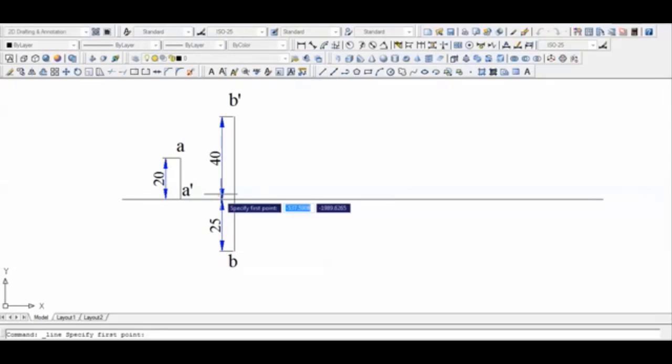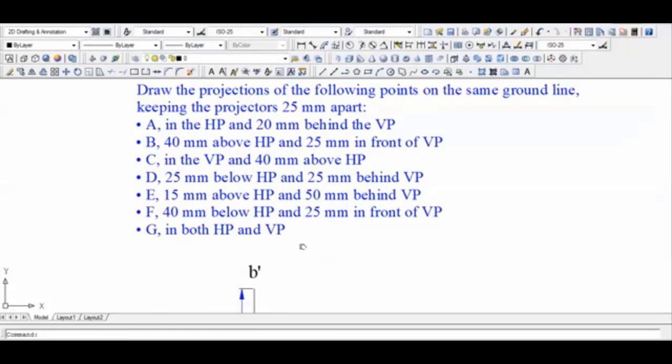Bingo. Now let's move to point C. This is going to be again at a distance of 25 millimeters, and as far as point C is concerned, let us see in which quadrant this point lies. C is in the VP, vertical plane. Okay, fine. So it is 40 mm above HP. So there is a point C which lies in the vertical plane and it is 40 mm above HP.